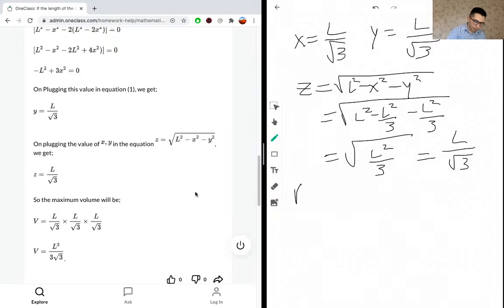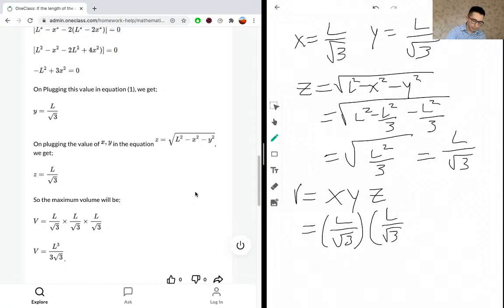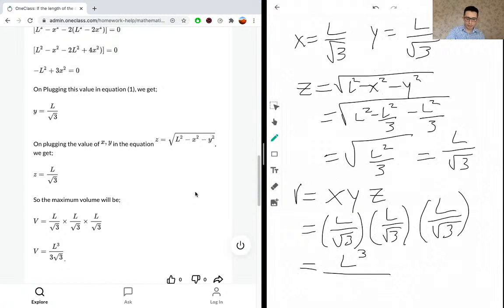So we know previously the volume is x times y times z. And we can see that x, y, and z equal the same value for the maximum volume. So we'd say L over root 3 times L over root 3 times L over root 3. This would give us L cubed on top, so L times L times L. And on the bottom we have 3 times the square root of 3.